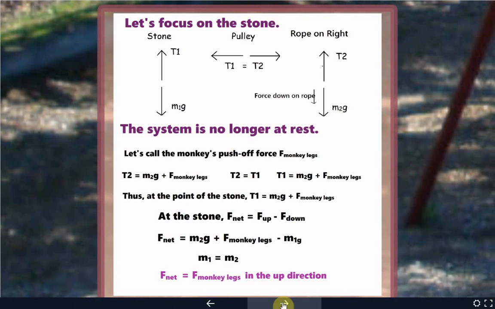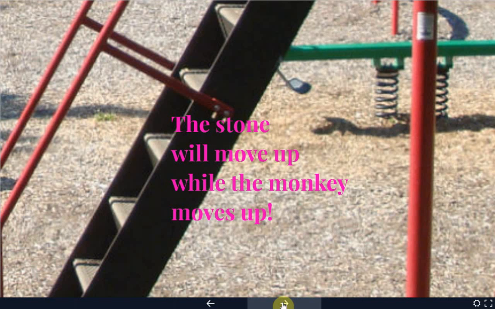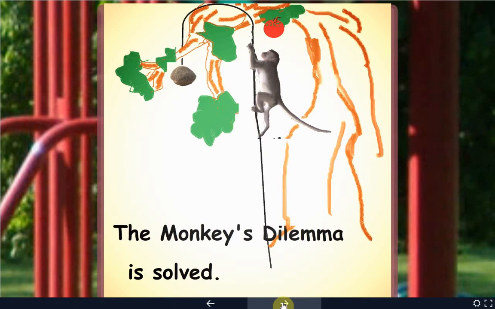Now, since the masses are the same, we can take a look at the net force, and the net force up is the force of the monkey legs on the right side. So the stone is going to be moving up. So there's the answer. The stone will be moving up while the monkey moves up. And the monkey's dilemma is solved. As the monkey climbs, the stone moves up, and the monkey can get its fruit without a fear of dying.